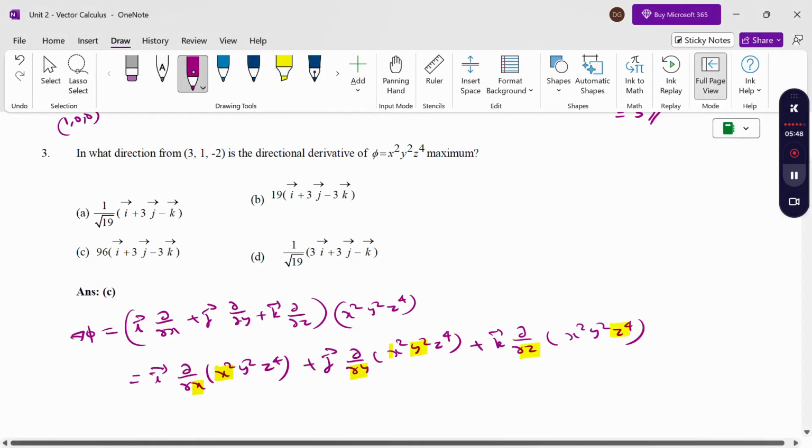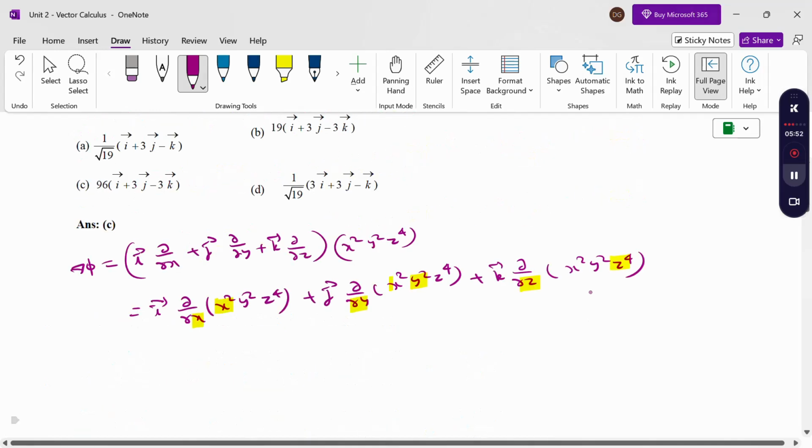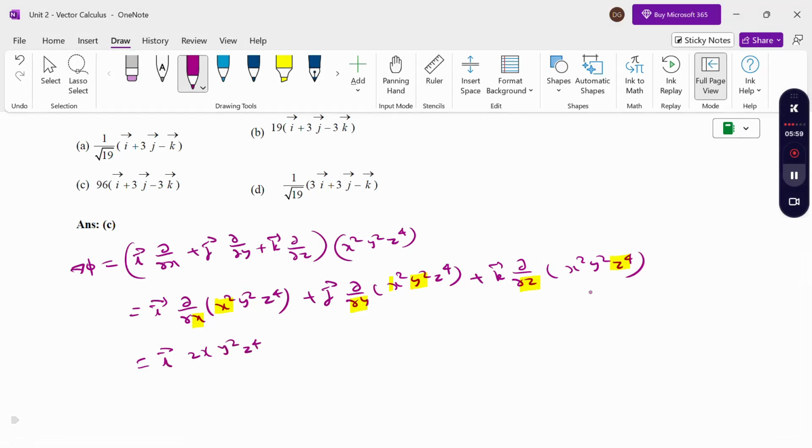So when I am differentiating the first term, I vector 2x y square z power 4, plus j vector x square 2y z power 4, plus k vector x square y square 4 z cube.